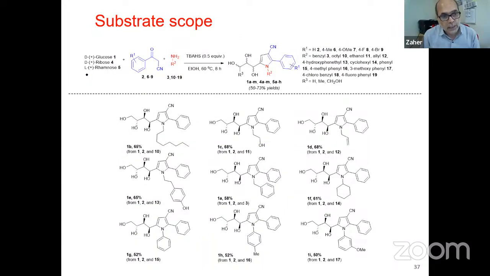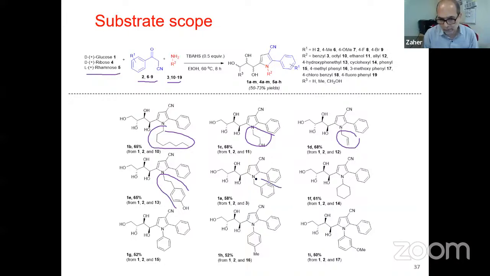So taking different types of carbohydrates like glucose, ribose, and rhamnose, different types of nitriles, different types of amines, this reacted to give us the desired product in 50 to 73% yield. All right. For example, the reaction with the glucose, you can see this type of amine here, long chain amine here, hydroxyamine here, an amine with a double bond here, and you can have an aromatic primary amine.